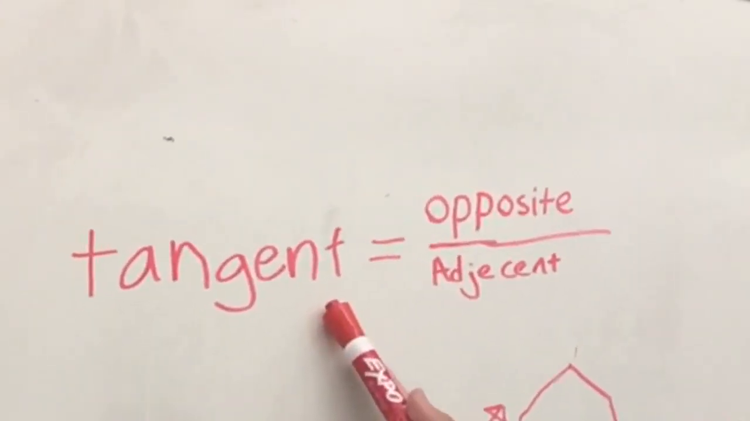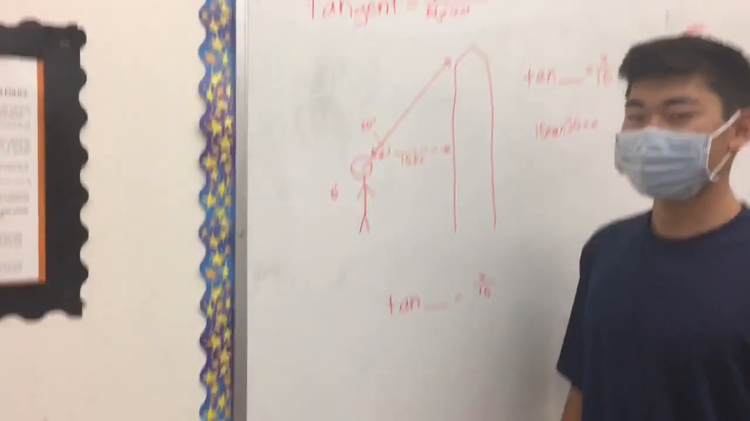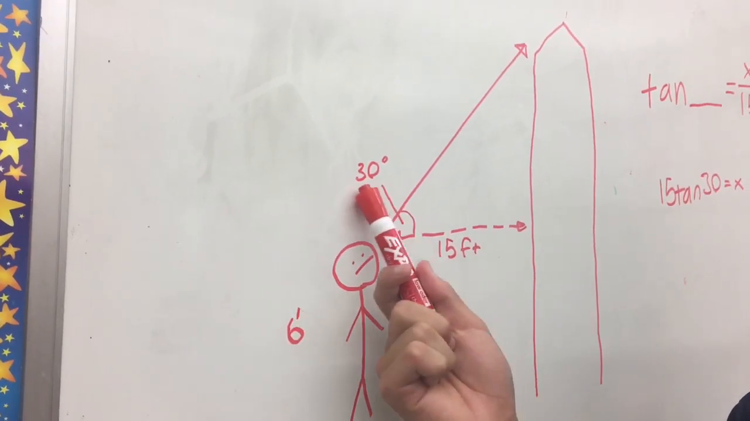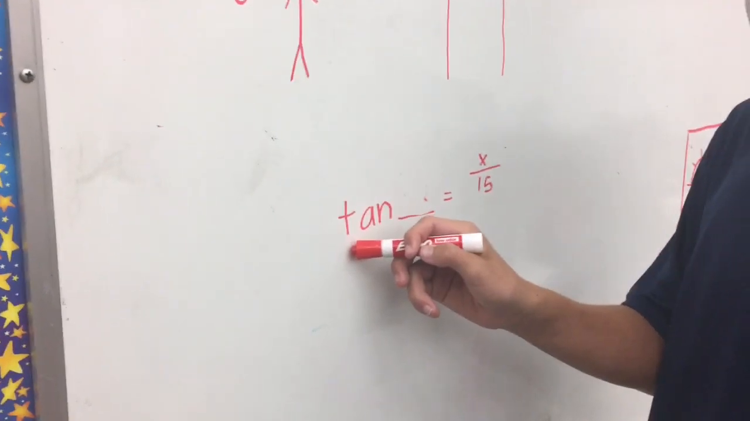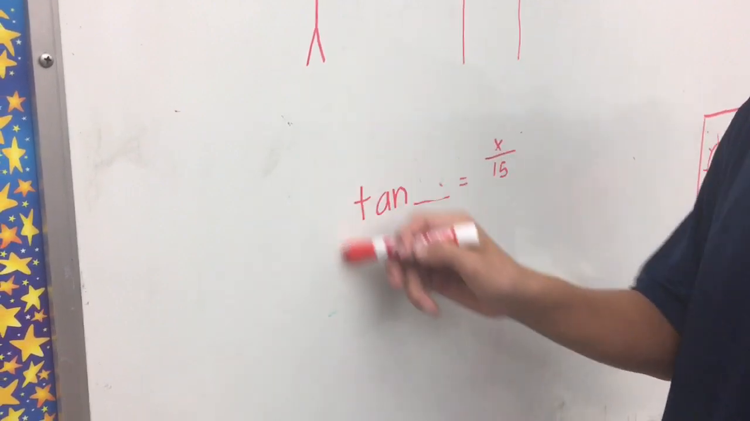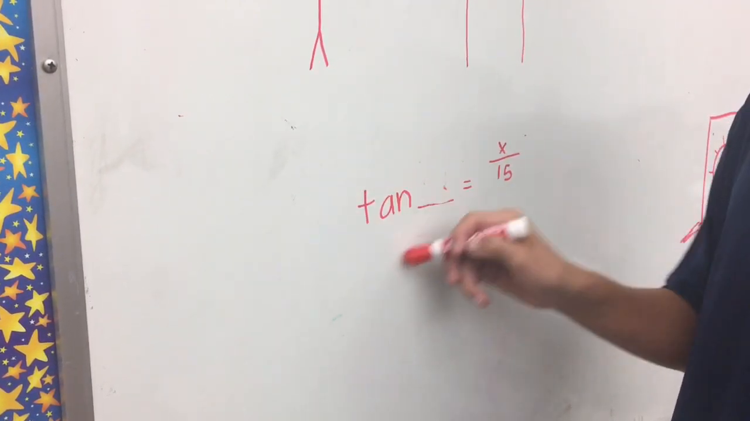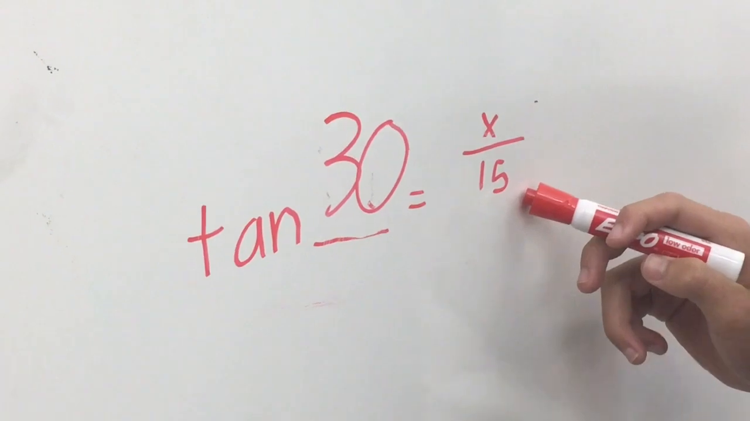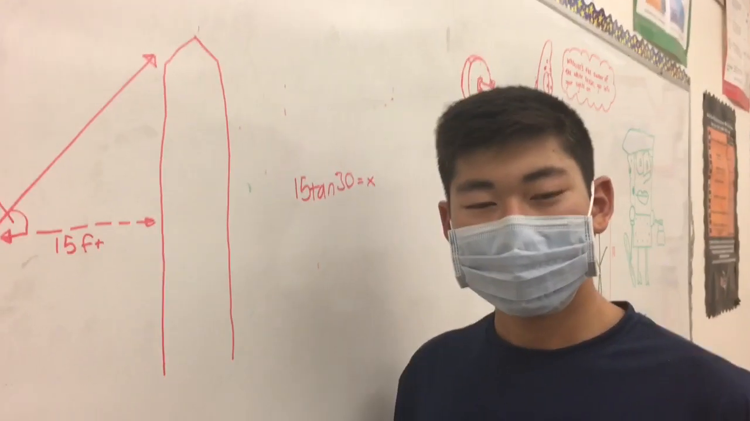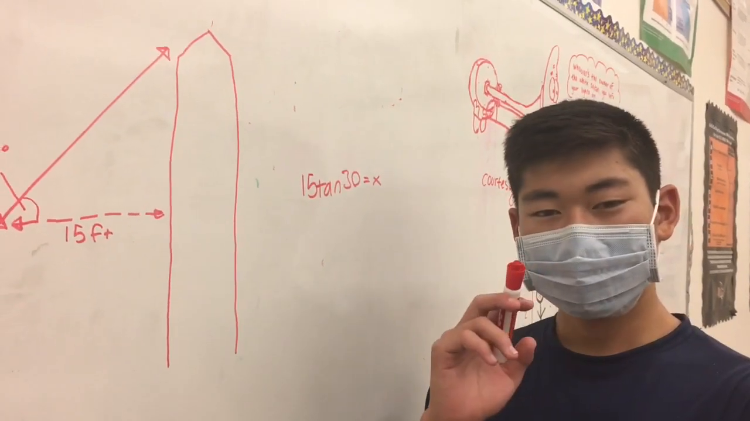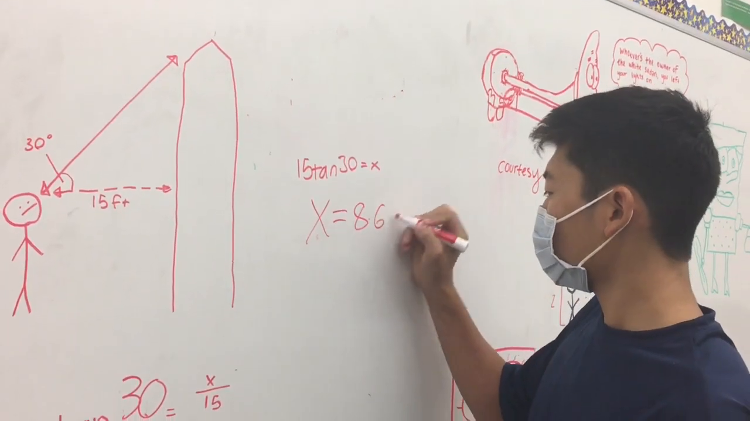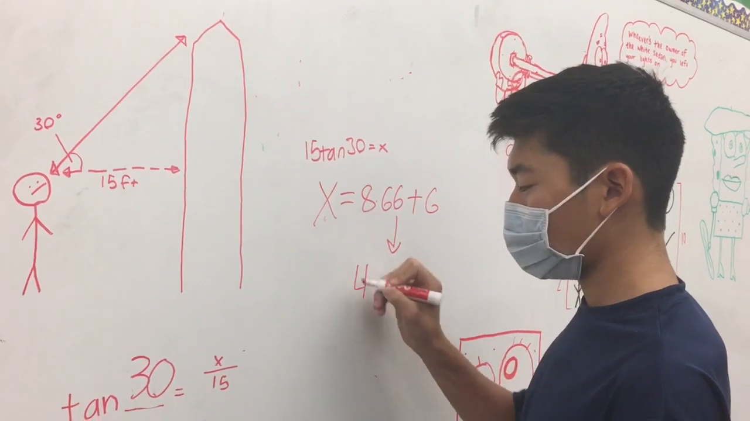First you got to know how to use tangent, right? You need to know how far away you are, and you need to know the angle of ascent. First you take the tan of the angle of elevation and set it equal to x over the distance between you and the building. Then multiply both sides by the denominator. Then you solve for x and add your height.